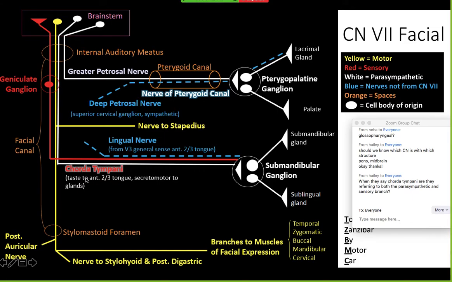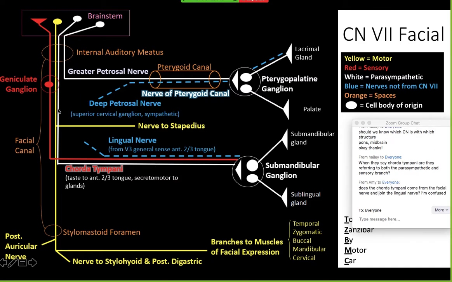But yeah, so important to know here, the difference between taste to the anterior 2/3 of the tongue and general sensation to the anterior 2/3 of the tongue. So general sensation from V3, specifically the lingual nerve, and then taste from the chorda tympani. That's something that they really like to ask about. Okay.